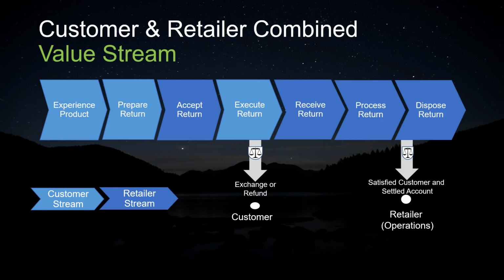So here's a value stream that consolidates the customer and the retailer's view of the returns value stream. The dark blue is the retailer, the light blue is the customer component. Note that the return value stream extends beyond the exchange or refund provided to the customer and involves stakeholders that may have nothing to do with the customer. For example, the vendor, the warehouse manager, or the shipper.